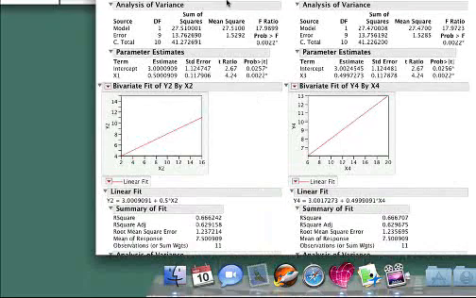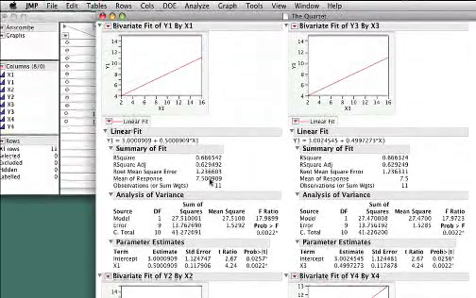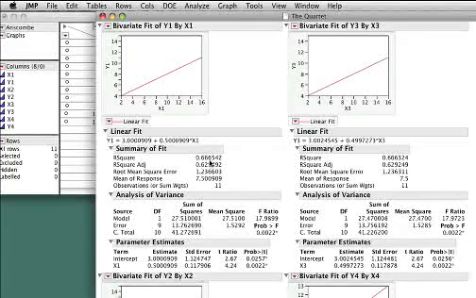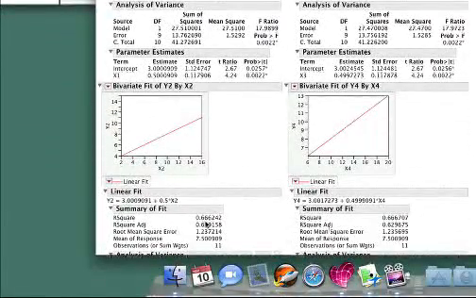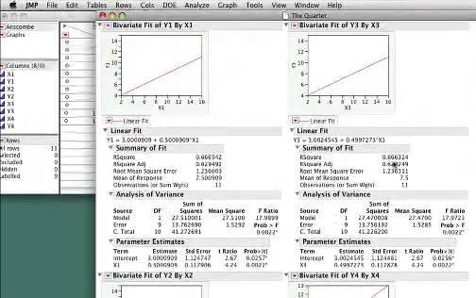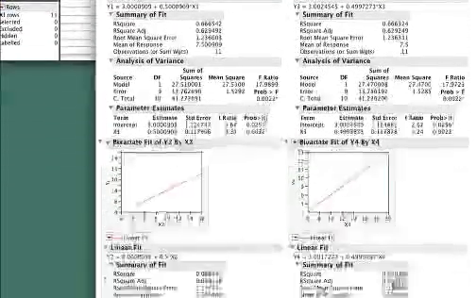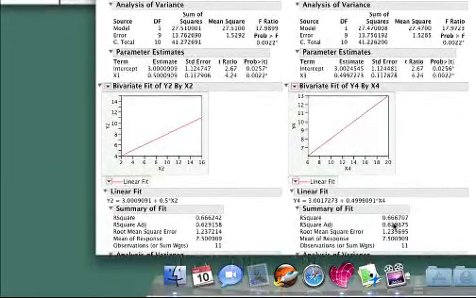Let's also look at the r square, the measure of the strength of the linear fit of these lines. We have the first one, r square equal 0.66. Down below, r square equal 0.66. The third, r square equal 0.66, and the fourth one, r square equal 0.66.